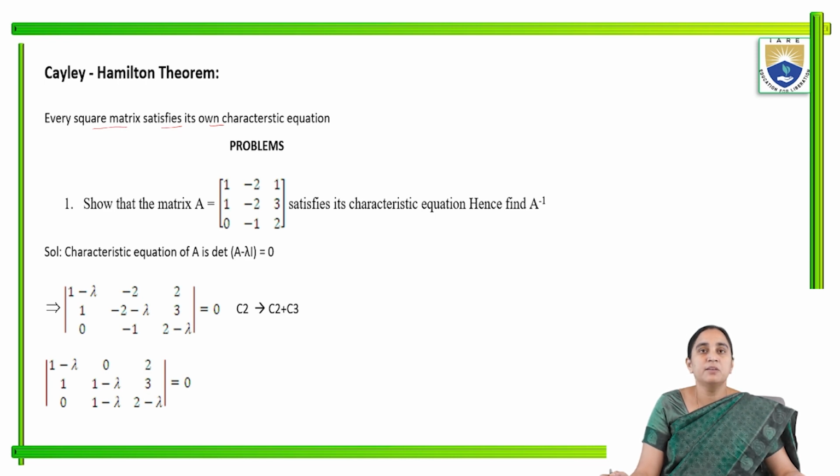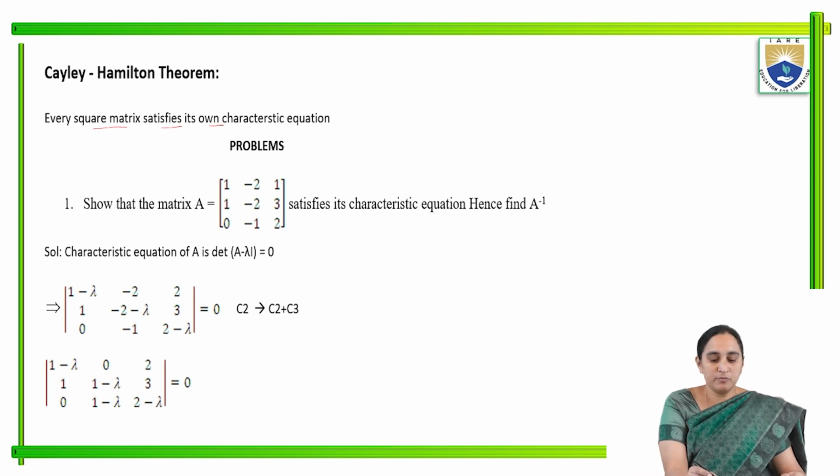Observe whether the given matrix is a square matrix or a rectangular matrix. This is a square matrix, a 3 by 3 matrix. We have to show that the matrix satisfies its characteristic equation, and from that we have to find the A inverse value. The characteristic equation is det(A minus lambda I) is equal to 0.